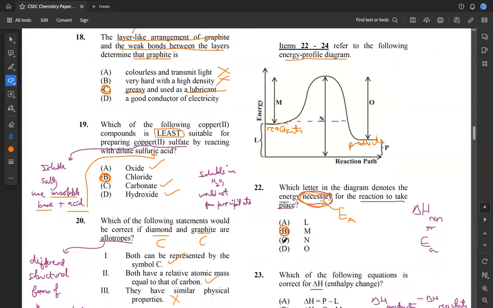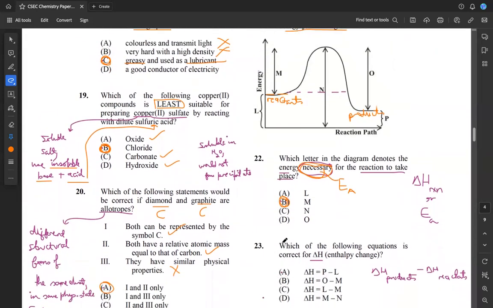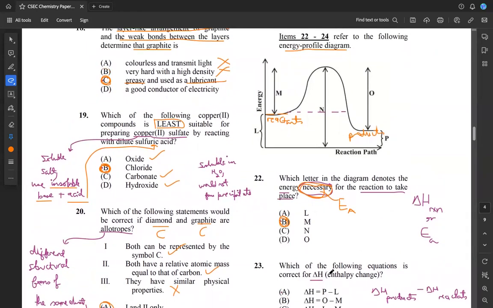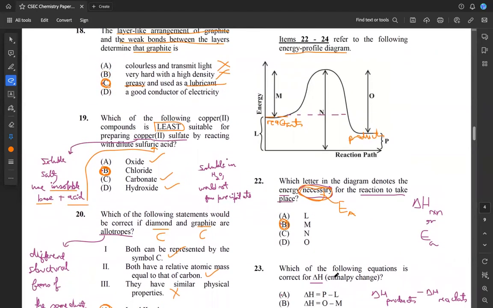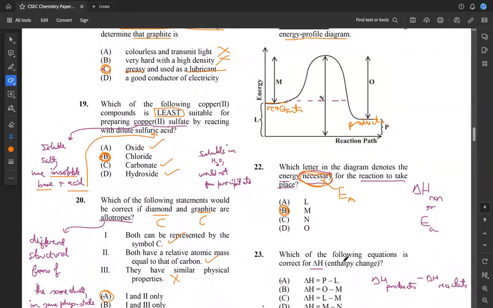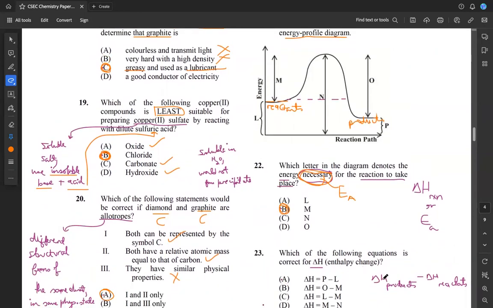Okay? All right, so moving on to 23 now. 23 says, which of the following equations is correct for delta H, or the enthalpy change, right? So enthalpy change, we know, is delta H, or the H of our products minus the H of our reactants, right? So the H of our products is actually P. It's given by this section here. So H of our products is given by P, and then minus the H of our reactants. That's what's going to give us our delta H.